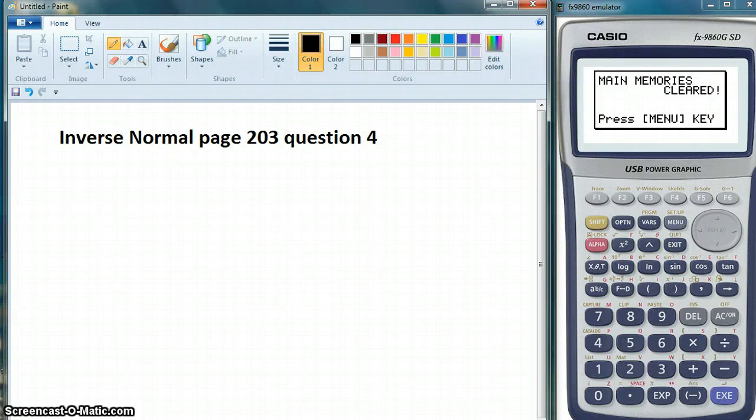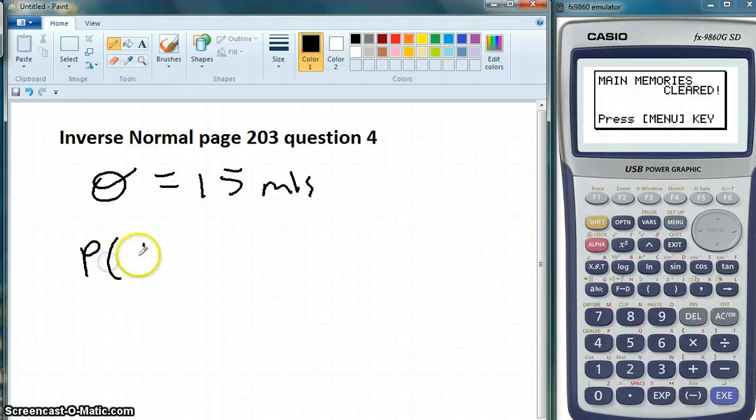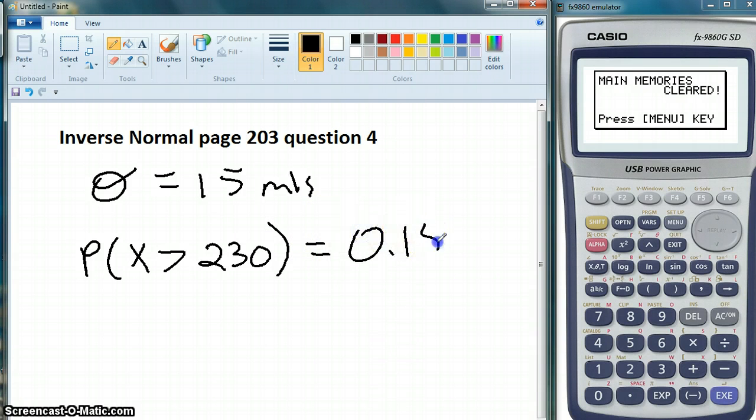Burger Queen allows free refills of their soft drinks. The management has found that the amount of soft drink dispensed per refill is normally distributed with a standard deviation of 15 mils. If 15% of refills are more than 230 mils, so the probability of X being greater than 230 mils equals 15%, find the mean. So we need to say, what is the mean?